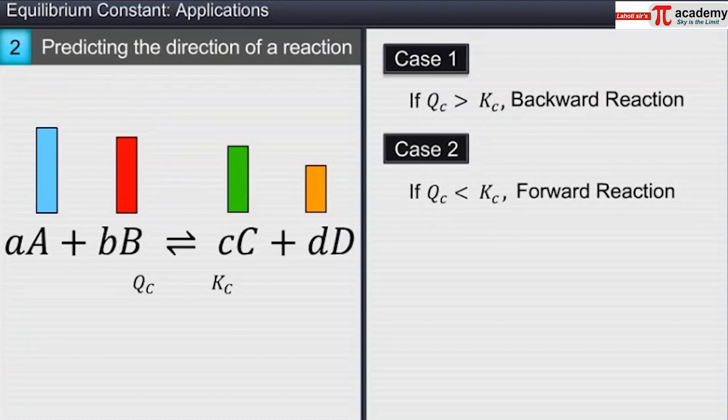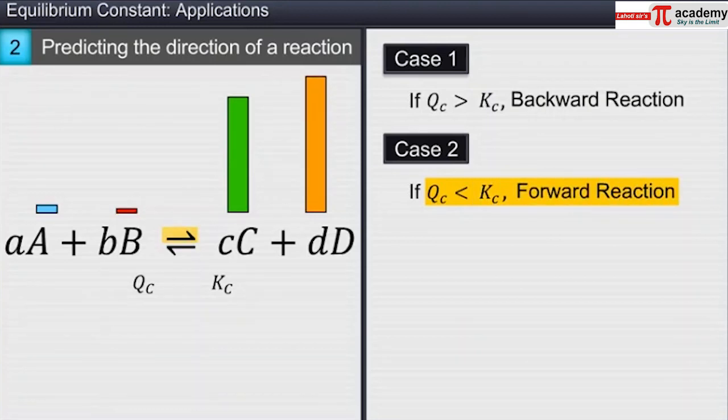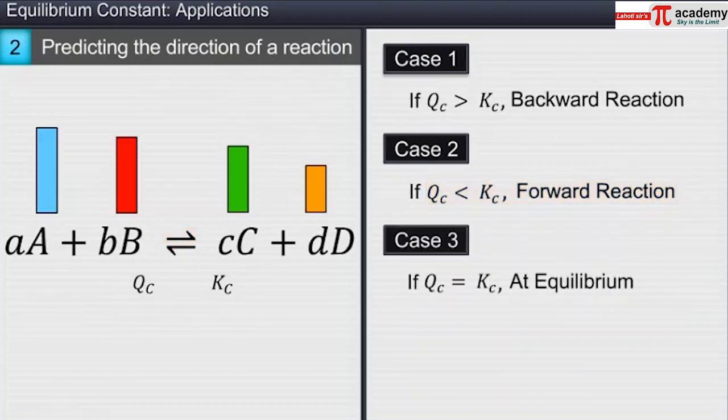If the value of reaction quotient Qc is less than equilibrium constant Kc, it means that forward reaction takes place. That is, the reaction proceeds in the direction of the products. If the value of reaction quotient Qc is equal to equilibrium constant Kc, then it indicates that the reaction mixture is at equilibrium. Thus, we can predict the direction of a reaction with the help of its reaction quotient and equilibrium constant.